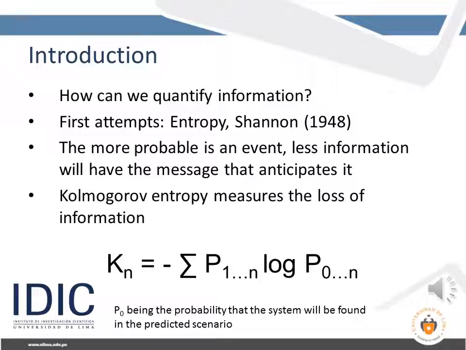it. That's why Kolmogorov relates both of these aspects in a formula that multiplies the probability of the event with the logarithm of that probability. It is called the Kolmogorov entropy, and it measures the loss of information based on the probability that that event is happening.